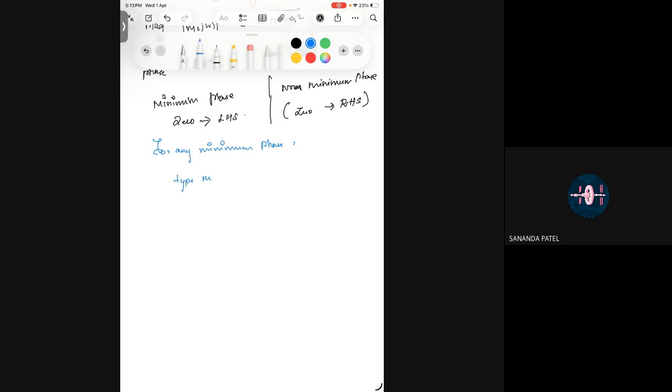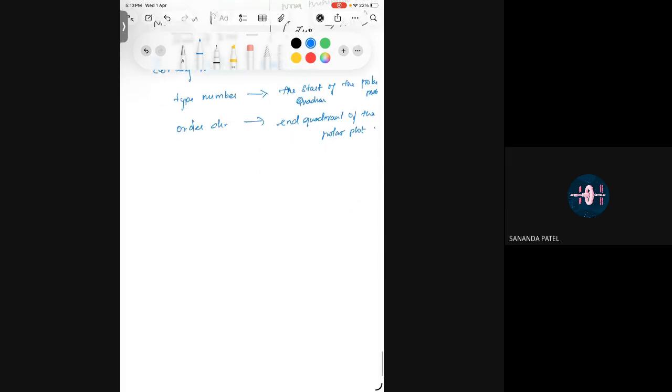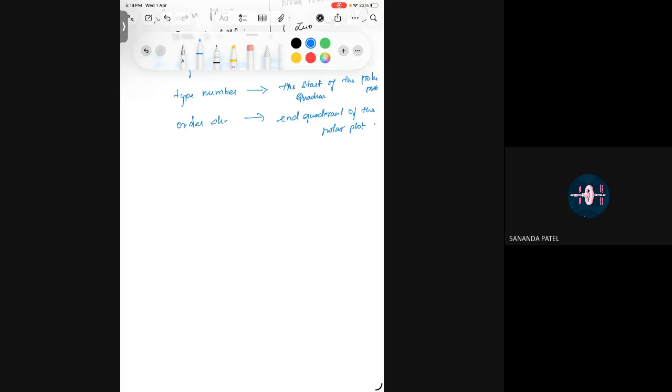Type number determines the start quadrant of the polar plot. Order determines the end quadrant of the polar plot. This I'm telling you: polar plot and Nyquist plot are both the same. I'm telling you this to help you understand how to draw the Nyquist plot.